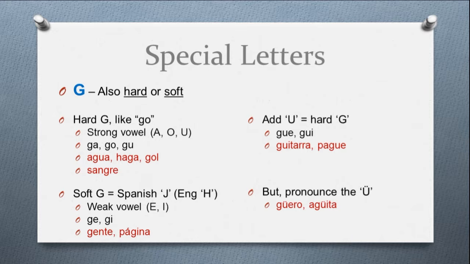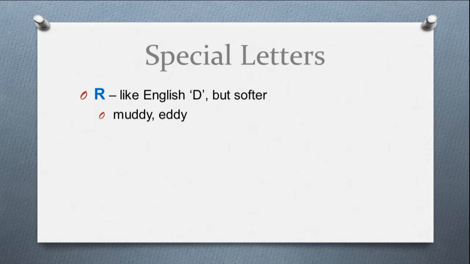So this is the busiest slide with the most details because the letter G is the most complicated one to learn to pronounce. But it really only has two sounds. It's just a matter of knowing when to make the hard sound and when to make the soft sound. A little practice and you'll figure it out. A few more special letters that deserve some attention.